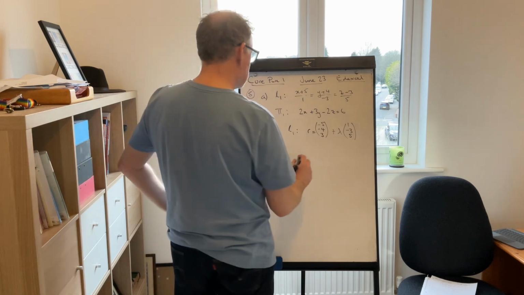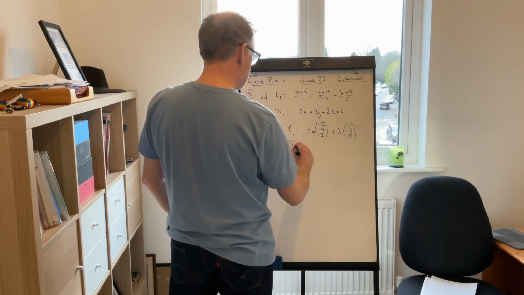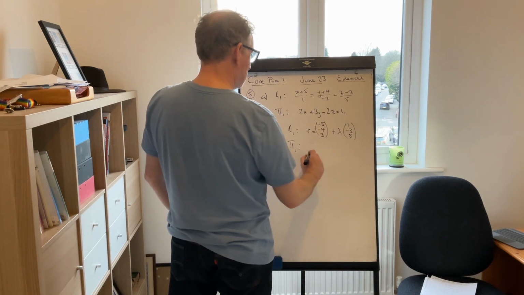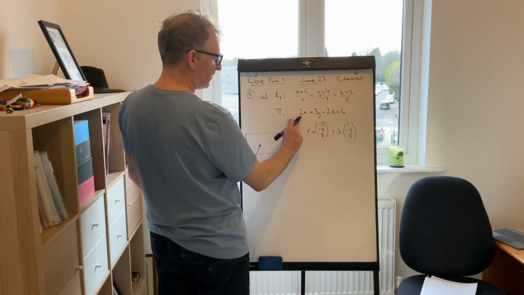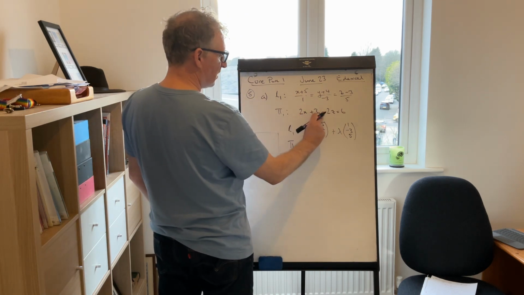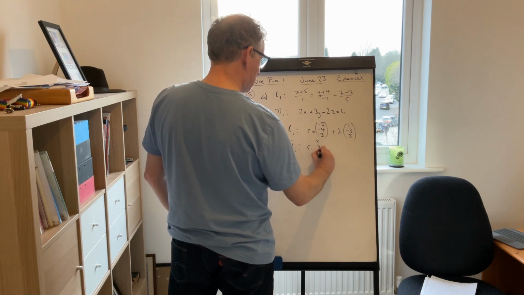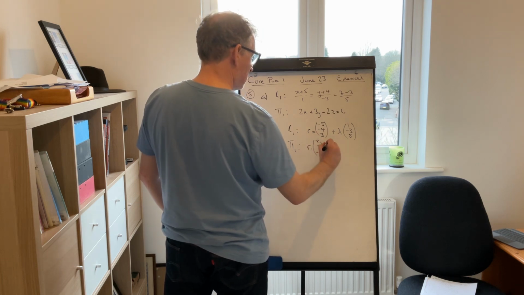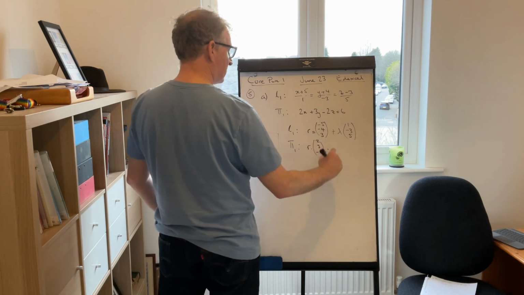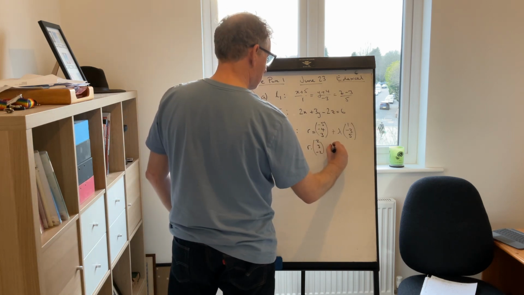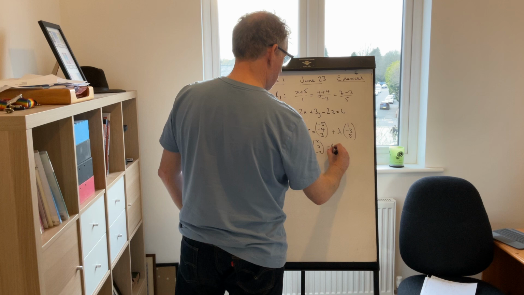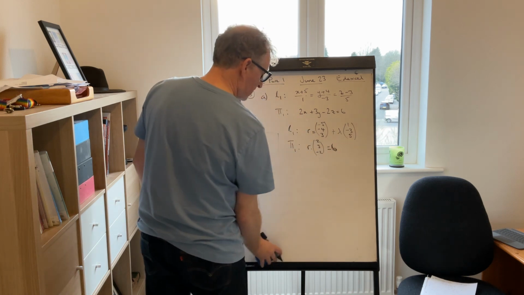Okay, and then if we take pi 1, that's much easier. We can see the normal part of our pi 1 is 2, 3, minus 2. So it's r dot (2, 3, minus 2) equals 6. Oops, there we go. Oh my word, can't even write 6.